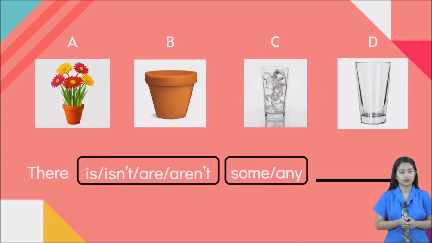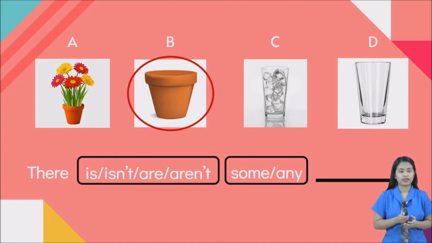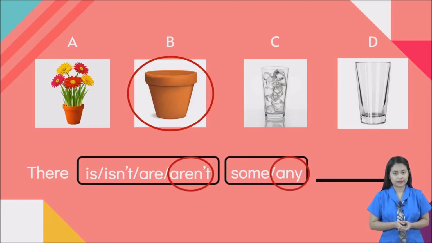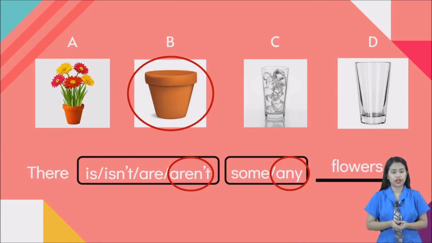Next, here on this set, we are going to choose this one. There is, isn't, are, or aren't. As you can see, it is only one, so we are going to use is. But there is nothing inside it, so we are going to use aren't, and any. And then flowers. So there aren't any flowers.